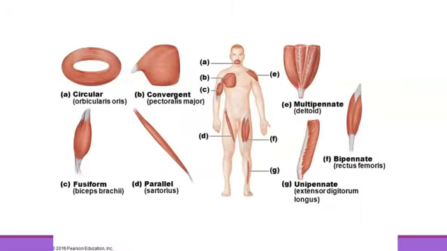So first we're going to talk about the circular pattern. These are when fascicles are arranged in concentric rings, sort of like the rings you see in a tree trunk. So these circular patterns surround external body openings, which they can close with contraction of these muscles. Now, a general name for a circular muscle is a sphincter, but we do have more specific examples. For example, the orbicularis oris muscle, which surrounds the mouth, and contraction of this muscle helps with closure of the mouth.